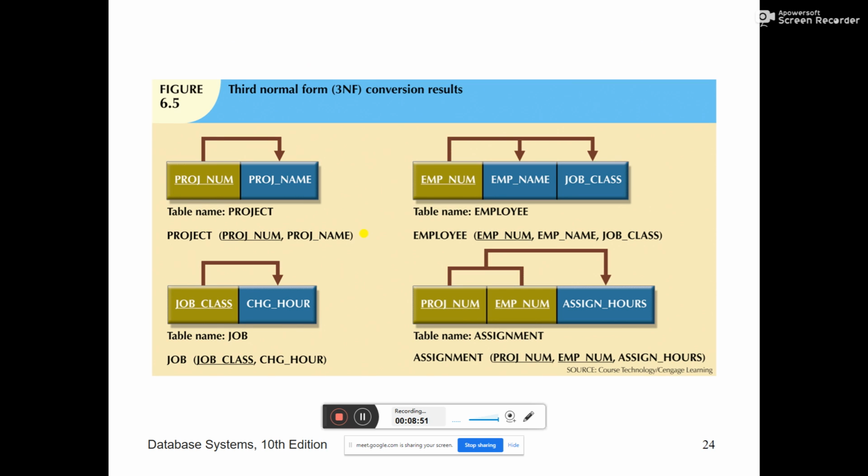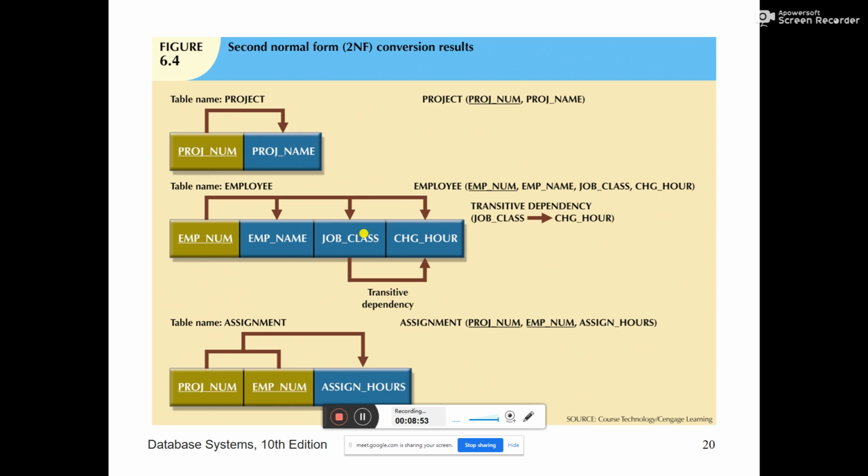Like here, in this case, I have this transitive dependency. Charges per hour depends on the job class. What is the job? Charges per hour depends on it. Job class is not a primary key, so it means it is a transitive dependency. So what should be the first step? What is a dependent and what is a determinant here in this case? Which attribute is determinant?